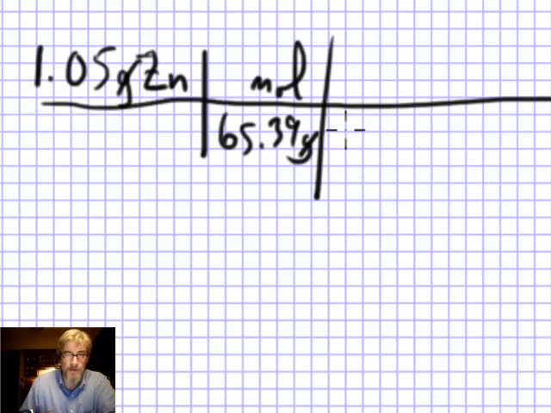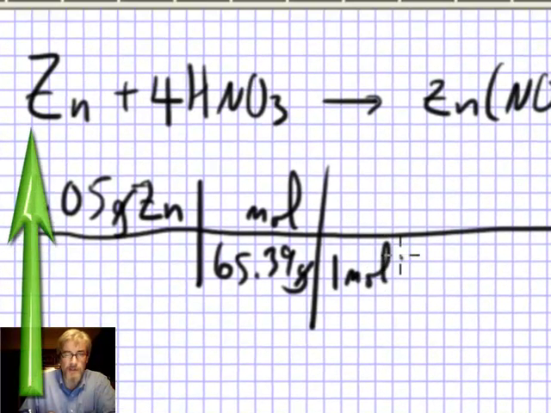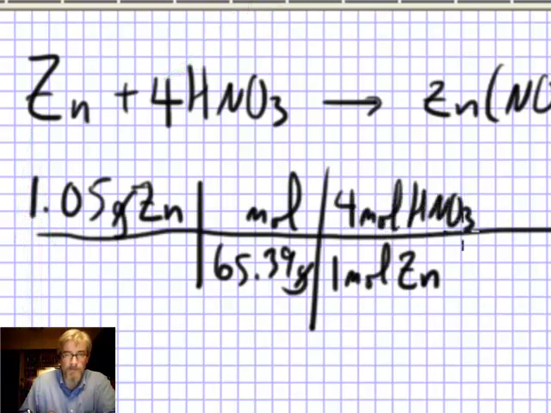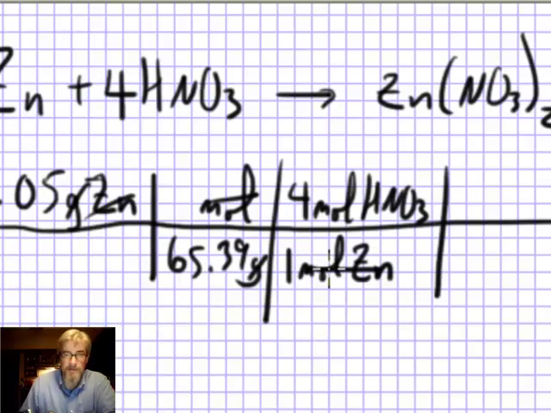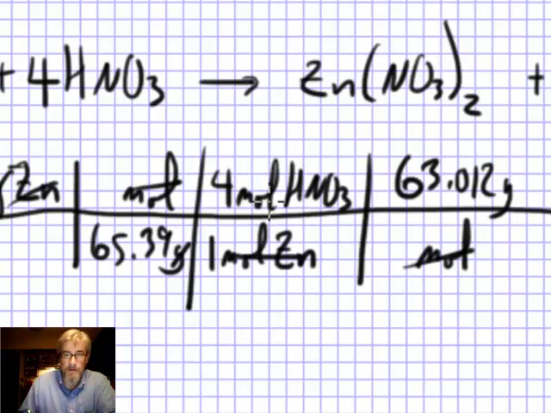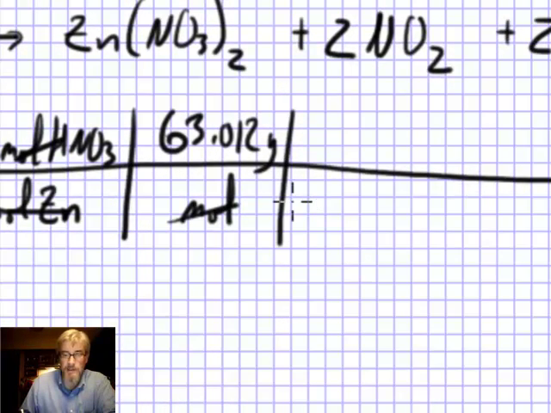The mole ratio is, according to the balanced chemical equation, 1 mole of zinc for every 4 moles of nitric acid. So now I've canceled away moles of zinc, and I know how many moles of nitric acid react. But I'm not given moles, I'm given milliliters. So I'm going to convert to grams and then use density to convert to milliliters. The molar mass of nitric acid is 63.012 grams per mole. So that allows me to get grams, and the density is 1.503 grams per milliliter. So that allows me to get milliliters.